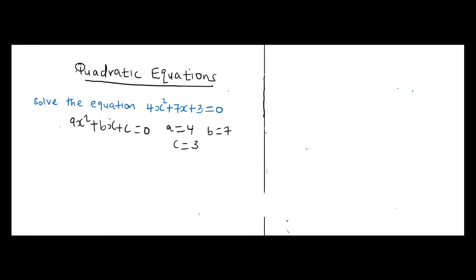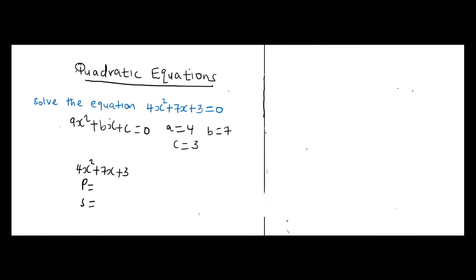For us to solve a quadratic equation, we separate the left hand side and the right hand side. So we start with the left hand side, which is 4x squared plus 7x plus 3. Now we factorize the left hand side of the equation. Simply, we factorize the expression 4x squared plus 7x plus 3 by using a method called product and sum.